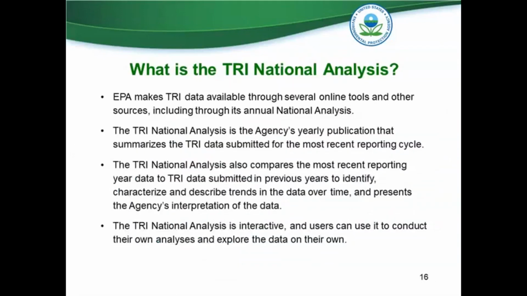So what is the national analysis? EPA makes TRI data available through several different online tools and other sources, including its national analysis. This is one of the resources that we make available. The national analysis is our annual publication that summarizes TRI data for the most recent reporting cycle, and it compares the most recent year to previous years, usually going back about a decade, to identify different trends in the data over time, and it presents the agency's interpretation and summary of the data.